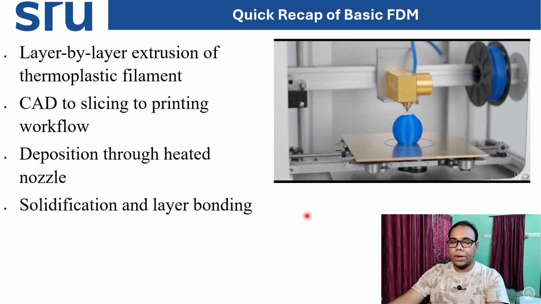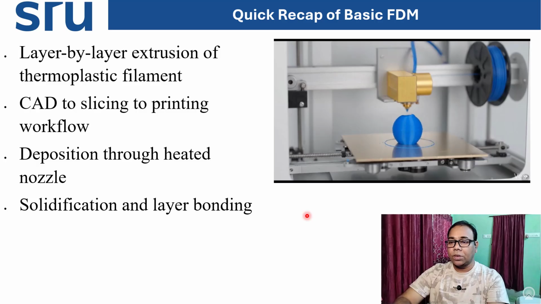You have seen that in the FDM process or fused deposition modeling process, the printing happens layer upon layer. The extruded filament comes from the nozzle and falls on the build platform. That filament is made from thermoplastic material. And before that, one has to know the basic steps of fused deposition modeling, or 3D printing process, or additive manufacturing process.